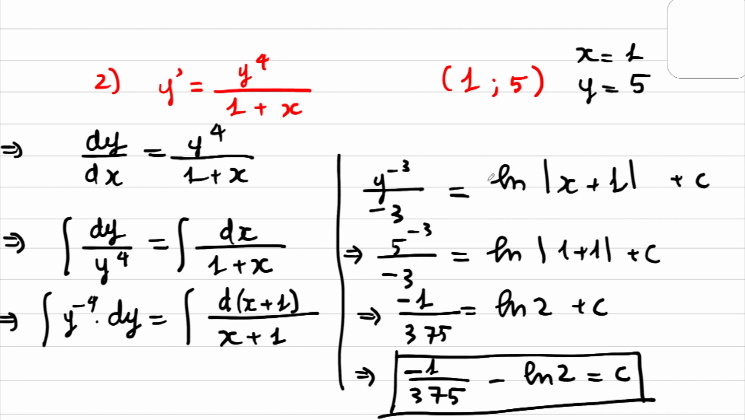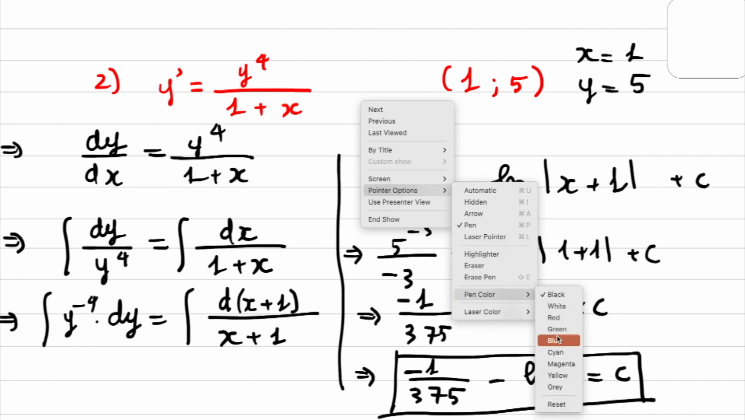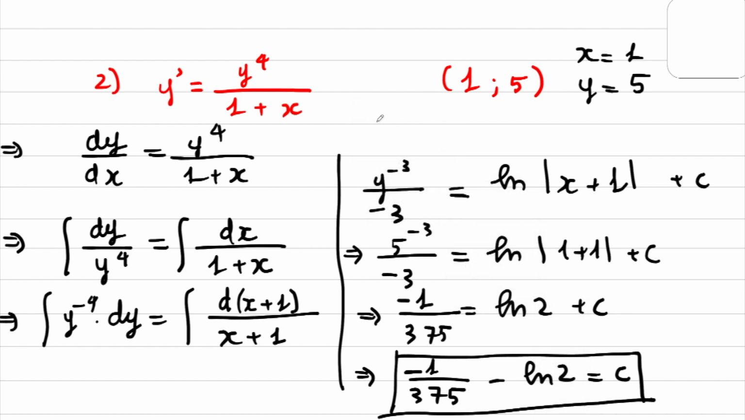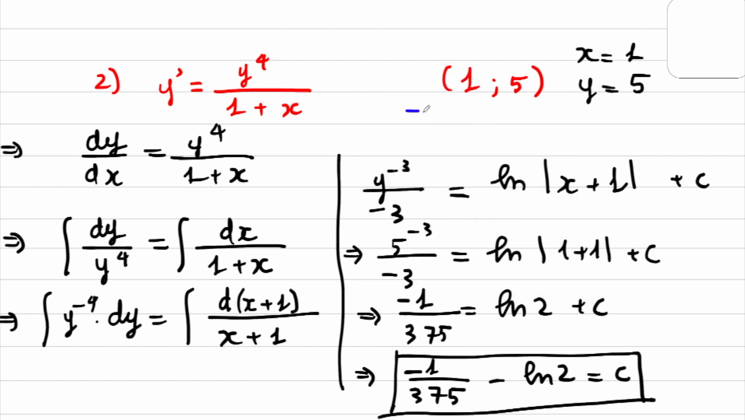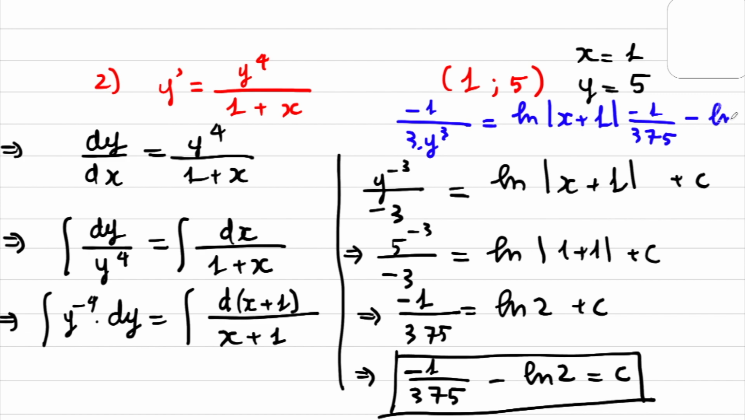So the final answer for this question, you can rewrite in a simpler form like minus 3, oh sorry, this is not minus 3, this is minus 1. Minus 1 divided by 3 multiplied by y to the power of 3 like this. The other side will be ln of h plus 1, and then you got c, minus 1 over 375, and then minus ln 2.